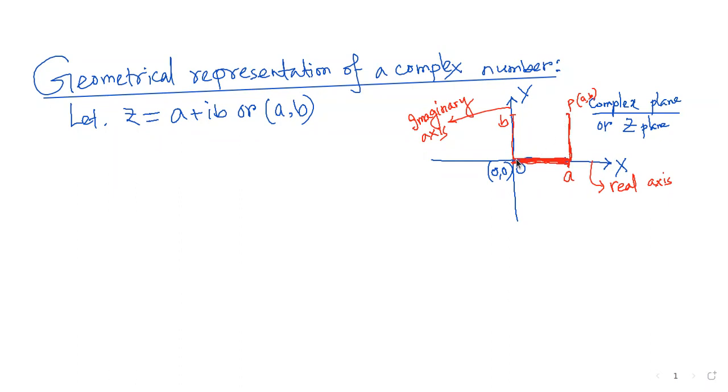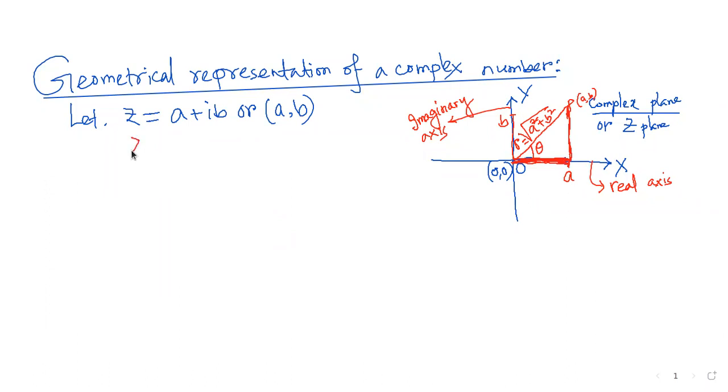If we join these two points O and P, this is root over of a square plus b square. And we denote this root of a square plus b square by r. You know, r is equal to what? And this is theta.